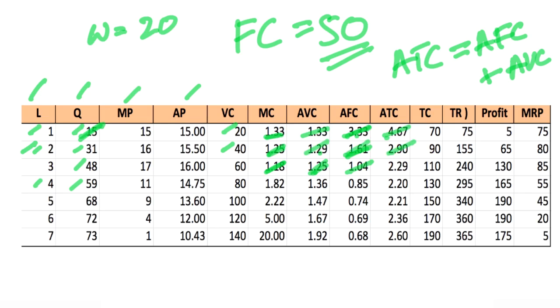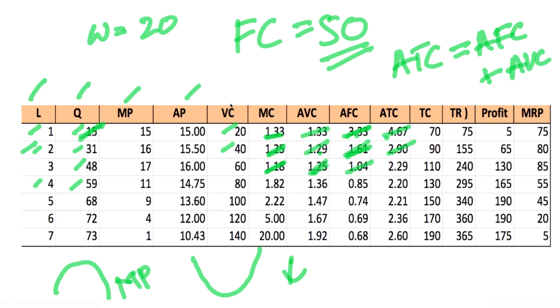We can see that the marginal product first goes up and then comes down. Similarly, so does the average product. Similarly, the marginal cost and average variable cost first go down and then they go up. So that gives you a good relationship between productivity and costs. When the marginal product is increasing, the marginal cost has to go down.